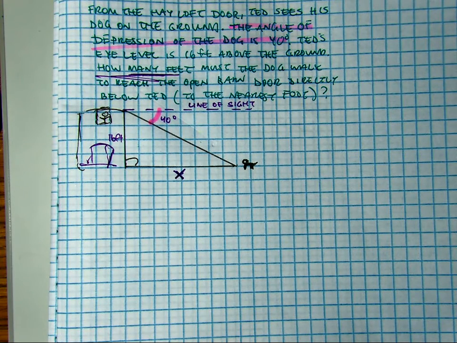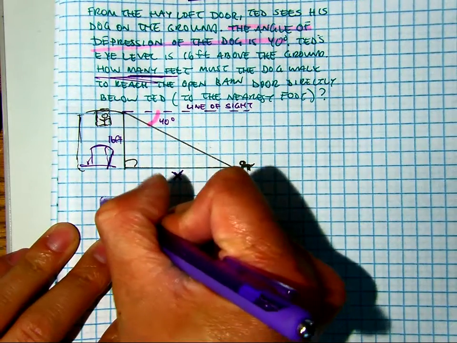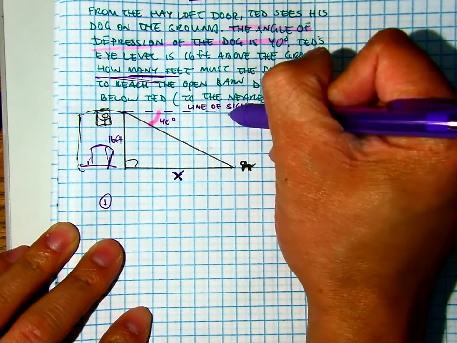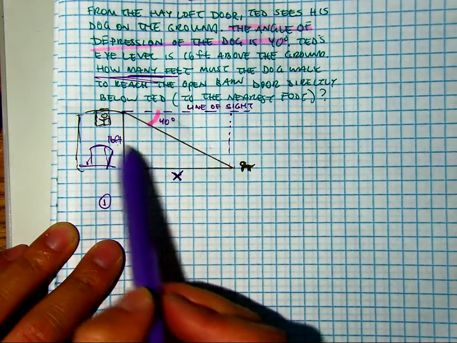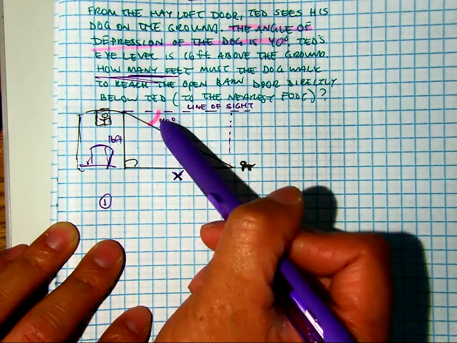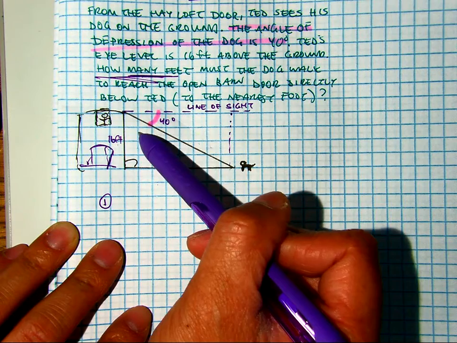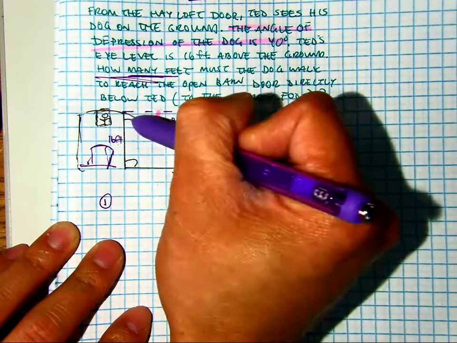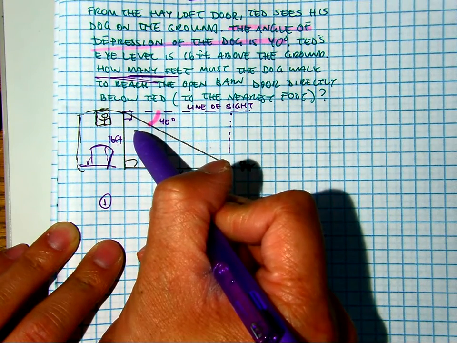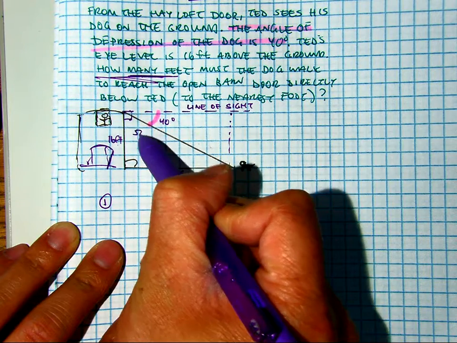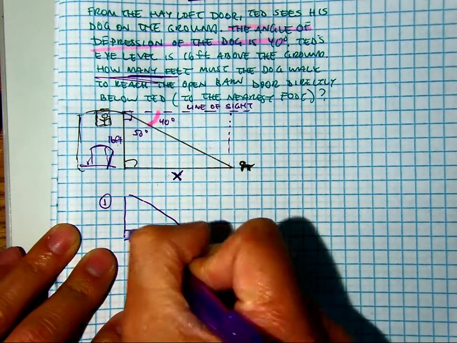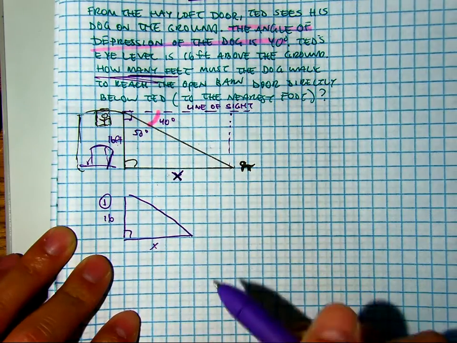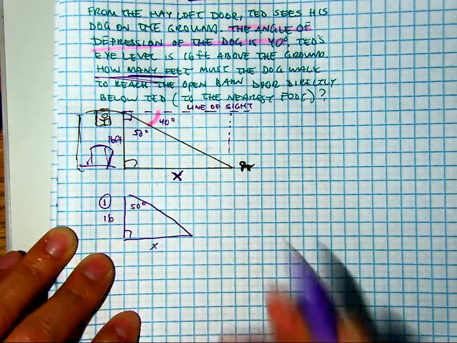Now, there's a couple of things you can do to draw a triangle. One of these is, I already have two sides labeled, and I can just draw the complement. Complement means 40 plus this equals 90. Therefore, this angle has to be what? 50. So that triangle is going to look like this. 16, x, and 50 degrees. Okay?